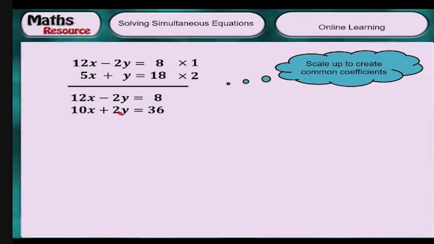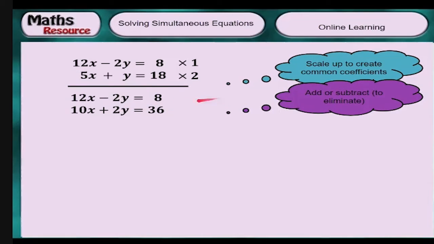What I can do now is move on to my next point, which is look at the signs. Are they the same or are they different? Because they're different, we know we're going to be adding them. If they were the same, we would be subtracting them. But because they're different, we're adding them. So let's continue as we did before. 12 add 10 would give me 22x.